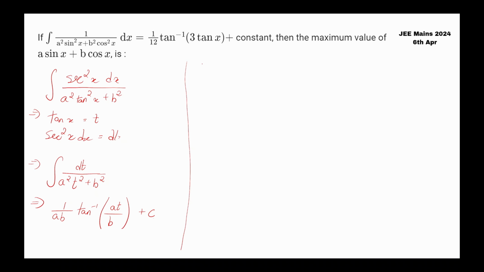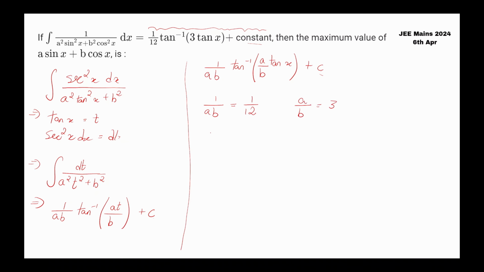Now simply I'll substitute my T as tan X. So I would have 1 upon AB tan inverse of A by B tan X plus C. Now, if you look at the value that has been given to us in the question, it is more or less similar. Our constant is there. Instead of 1 by AB, we have 1 by 12. That means 1 by AB is equal to 1 by 12 and A by B is equal to 3.